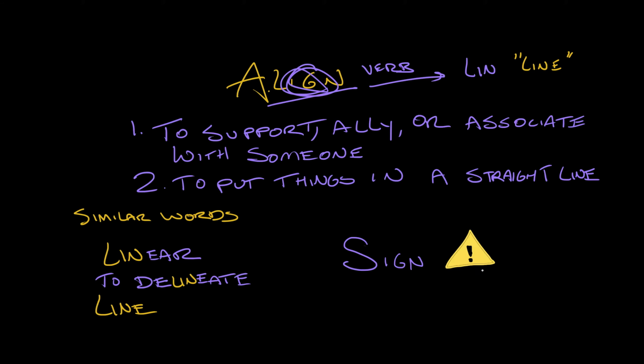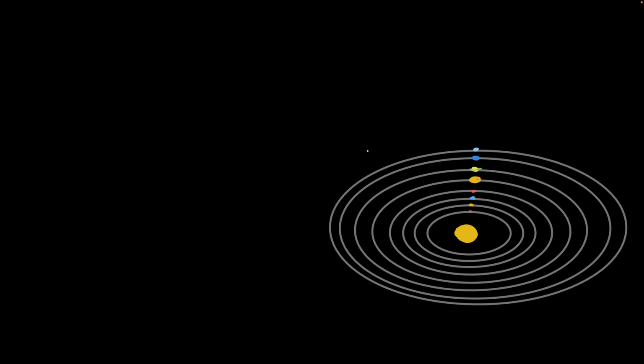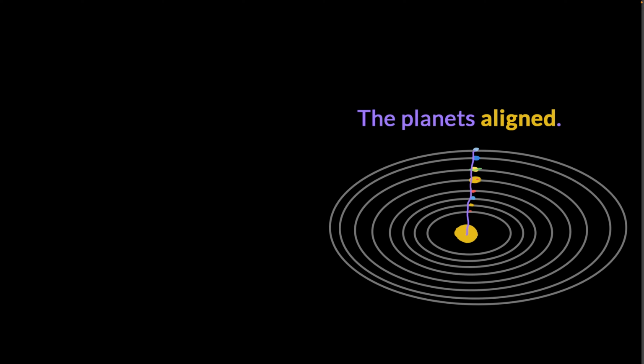So let's use align in some sentences. You can use it literally, right? Like all lined up. When the planets aligned, our powers were at their greatest, right? You can draw a straight line from Neptune straight through to the sun, straight enough. The planets aligned. But you can also use it figuratively, non-literally, to say that people agree.